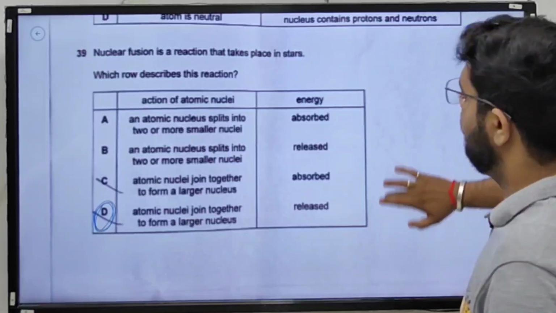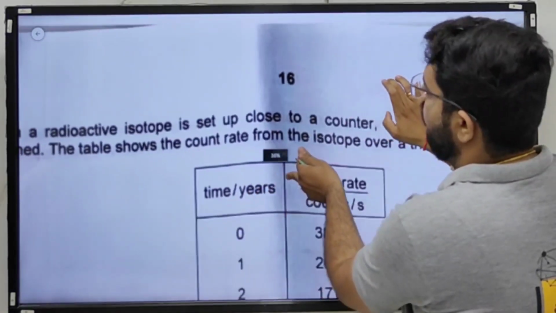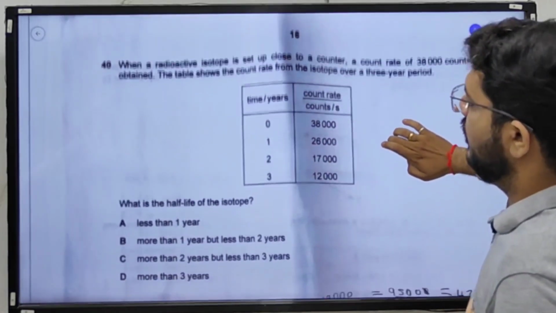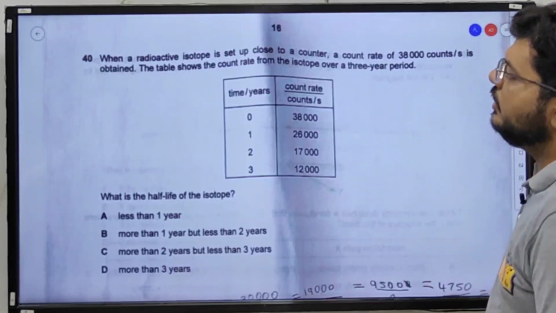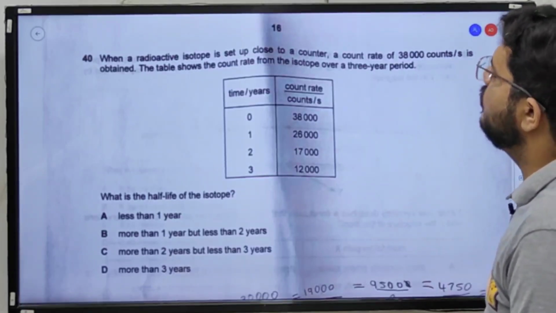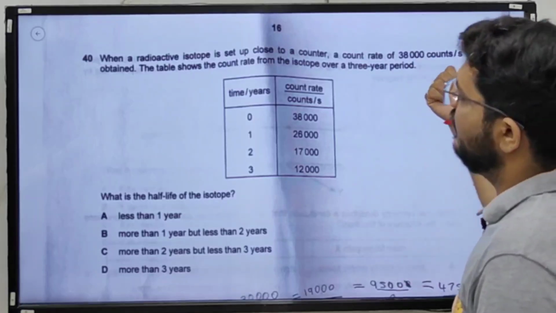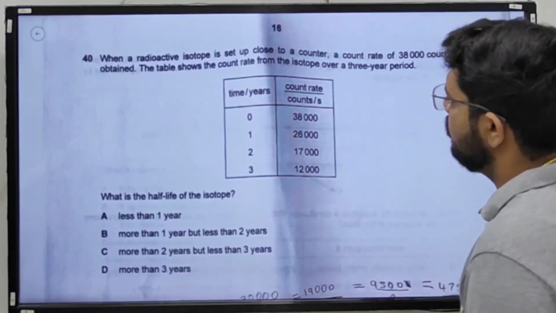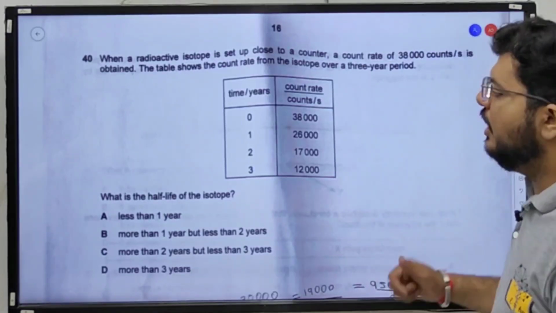Now we have the last question of this paper, question number 40. When a radioactive isotope is set up close to a counter, a count rate of 38,000 counts per second is obtained. The table shows the count rate from the isotope over a 3-year period. What is the half-life of the isotope?